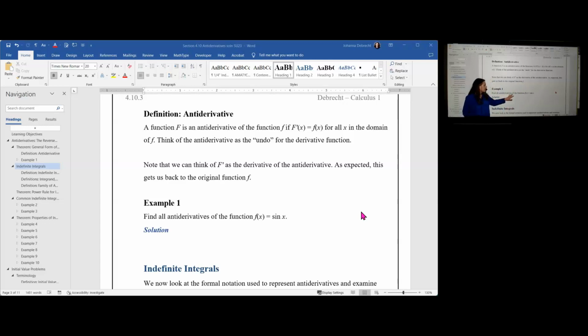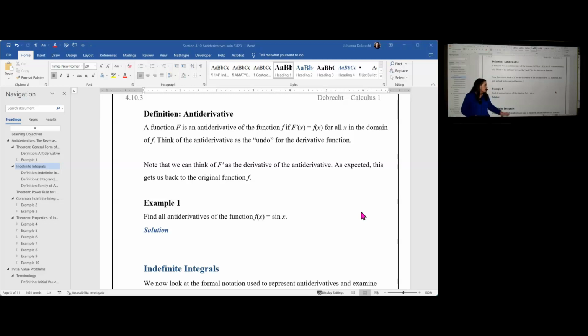Let's now look at example 1, where we want to find all the antiderivatives of the function sine x. When we say find all antiderivatives, you obviously can't write them all down because you can use any real value for the constant. We mean simply that you find an antiderivative and add a plus c at the end. The most general one is the one where we allow the constant to be 0 and replace it with plus c.